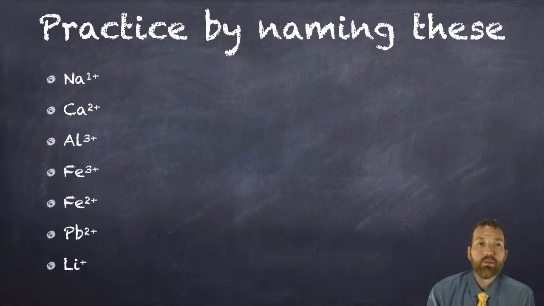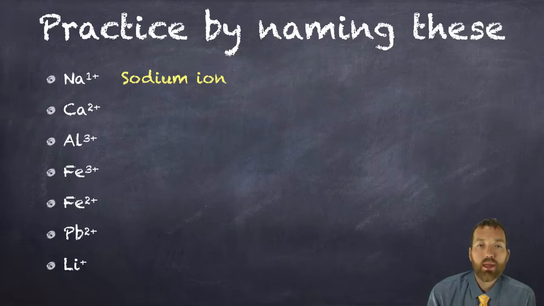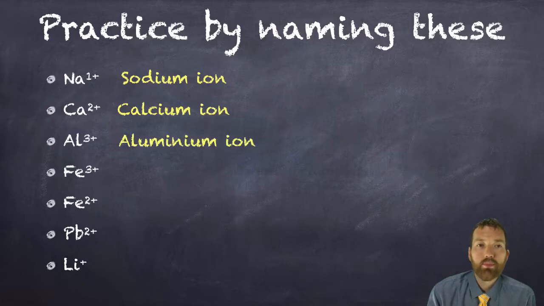Okay, let's see how you did. So the first one here is sodium, and it's in the group A elements, so it's a group 1 metal, so we would just call it sodium ion. Next we have calcium ion, and then we have aluminum ion.